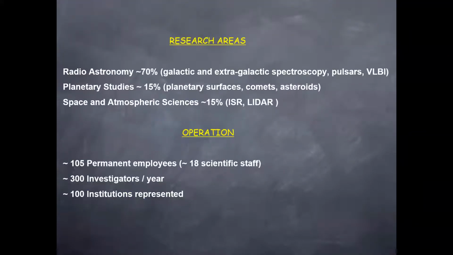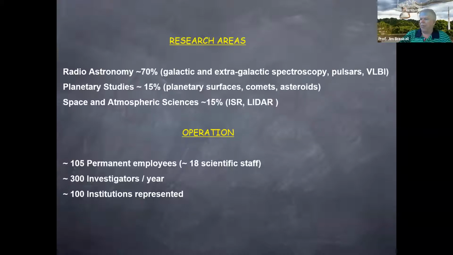So anyway, the areas of operation: radio astronomy was about 70%. Planetary studies, as I said, the radar to look at planets, asteroids, comets, about 15%, and about 15% for studying the atmosphere. And in its heyday, these were the number of employees and investigators: 300 investigators per year from other places coming in. 100 institutions used Arecibo.